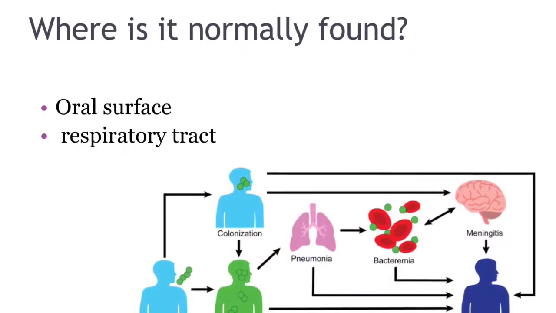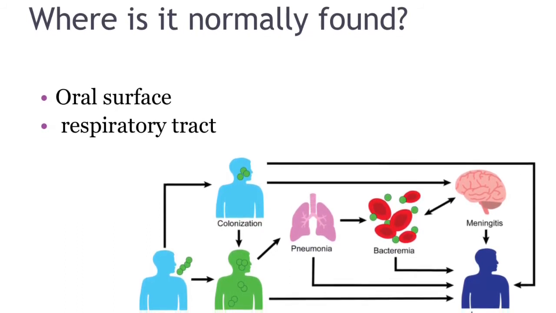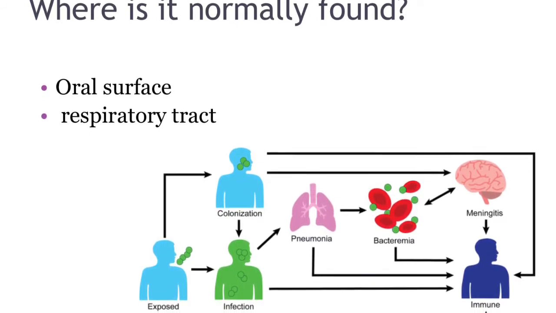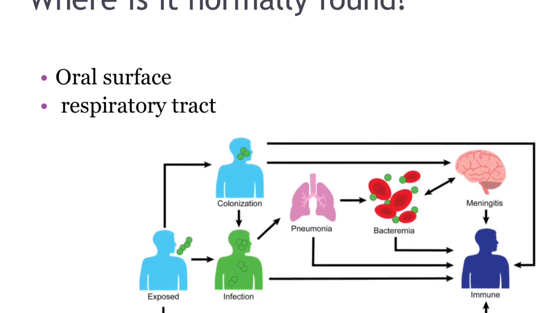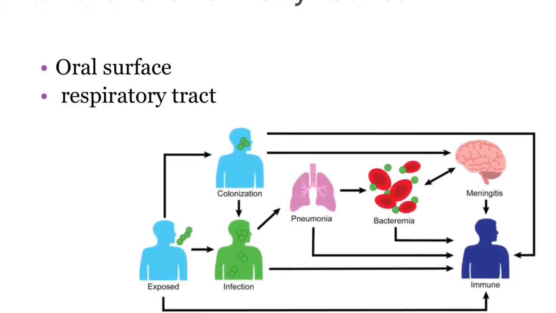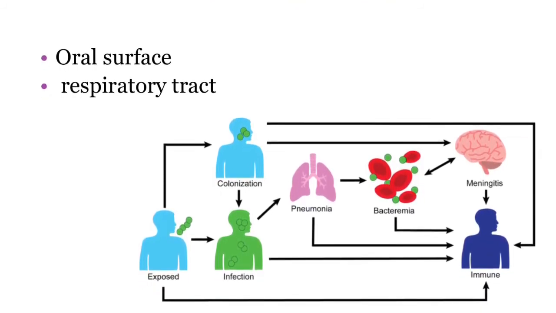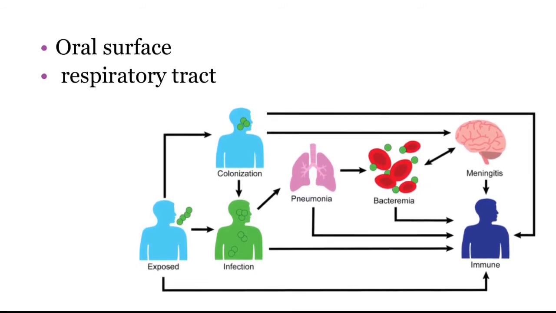Where is this normally found? It is commonly found in the nose, throat, eyes, ears, and oral surfaces, also known in the respiratory tract, such as your lungs. This diagram shows you the colonization process, then being exposed, and then where it can go from there, such as the infection, either pneumonia in your lung or meningitis, just depending on how the bacteria spreads.